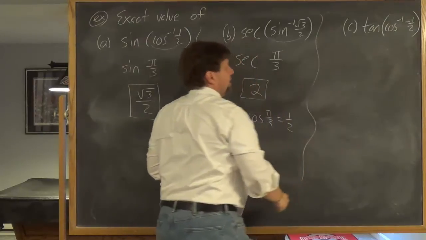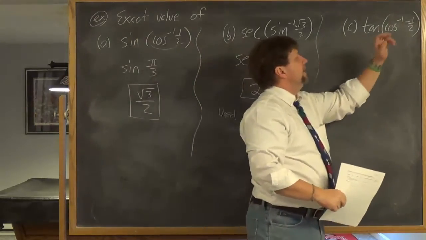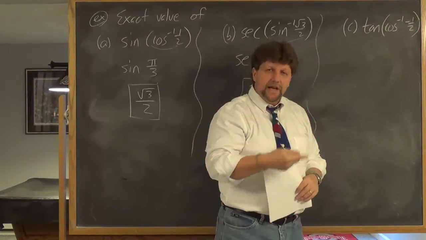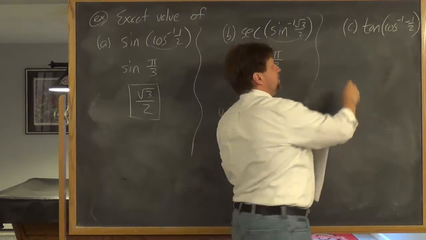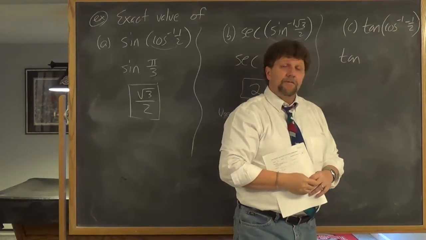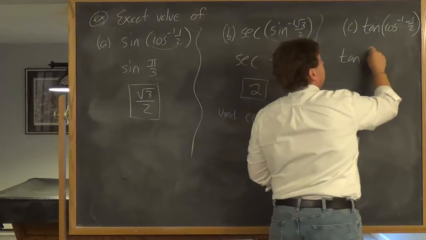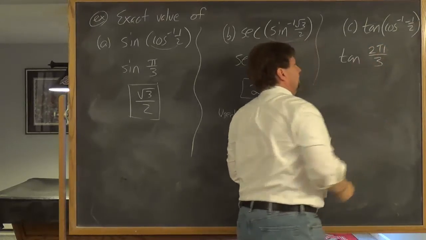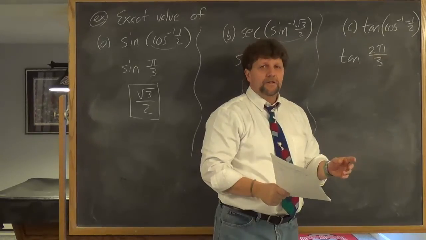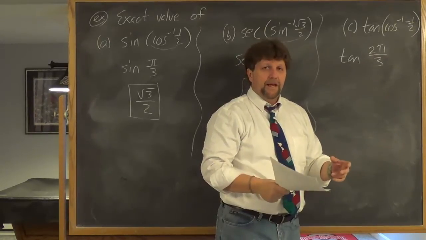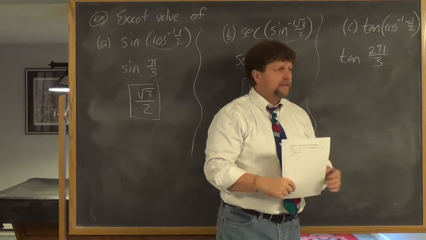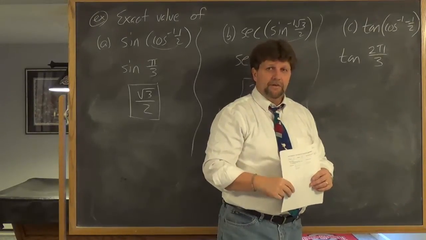Okay, the last one I have up here is to find the tangent of inverse cosine negative 1/2. Again, inverse cosine, angle on the top half of the unit circle, and I know inverse cosine of negative 1/2 is 2 pi over 3. So now I have to find the tangent of 2 pi over 3. I do not know the tangent of 2 pi over 3 off the top of my head. But the unit circle tells me what the sine of 2 pi over 3 is and what the cosine of 2 pi over 3 is.